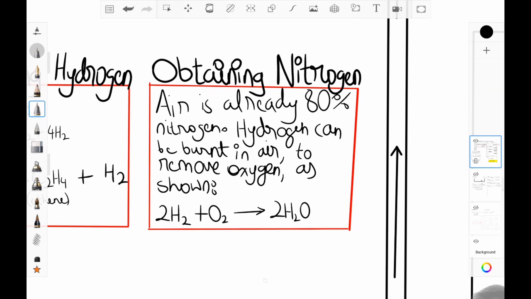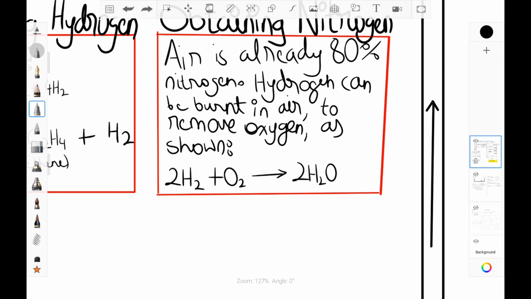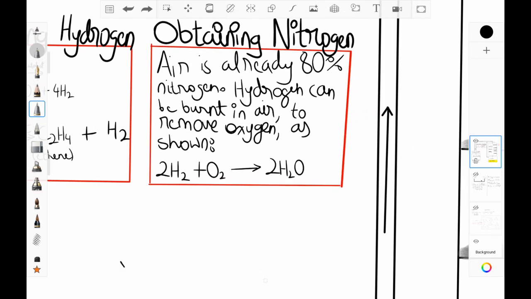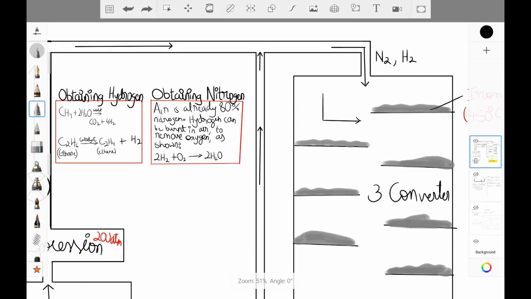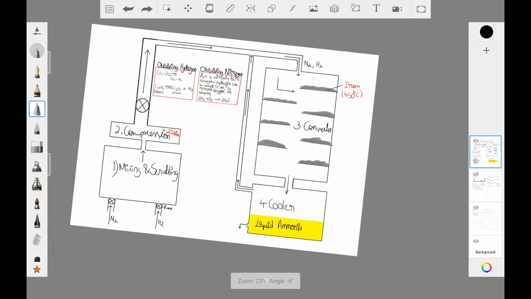To obtain nitrogen, that's relatively easier. Air is actually already 80% nitrogen. And so you can separate the nitrogen from the oxygen, which makes up the other 20%, by burning hydrogen in air. What that does is that the hydrogen and oxygen react to form water, and you're left with just the rest of the nitrogen in air. And you can use this in the Haber process.